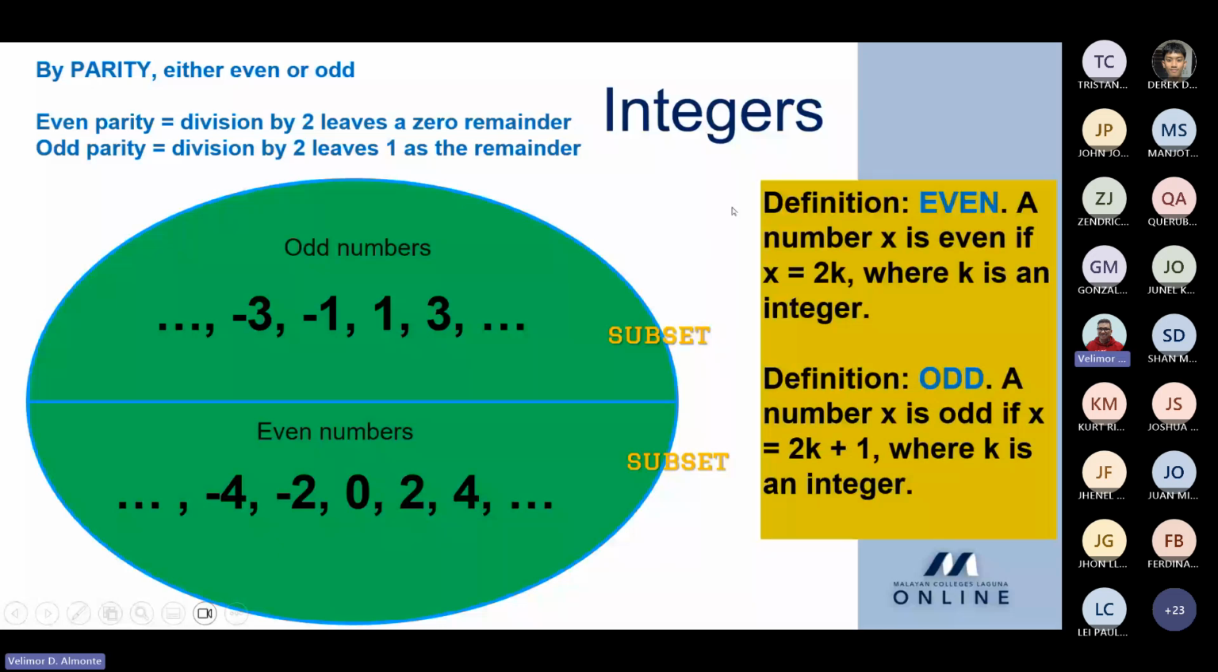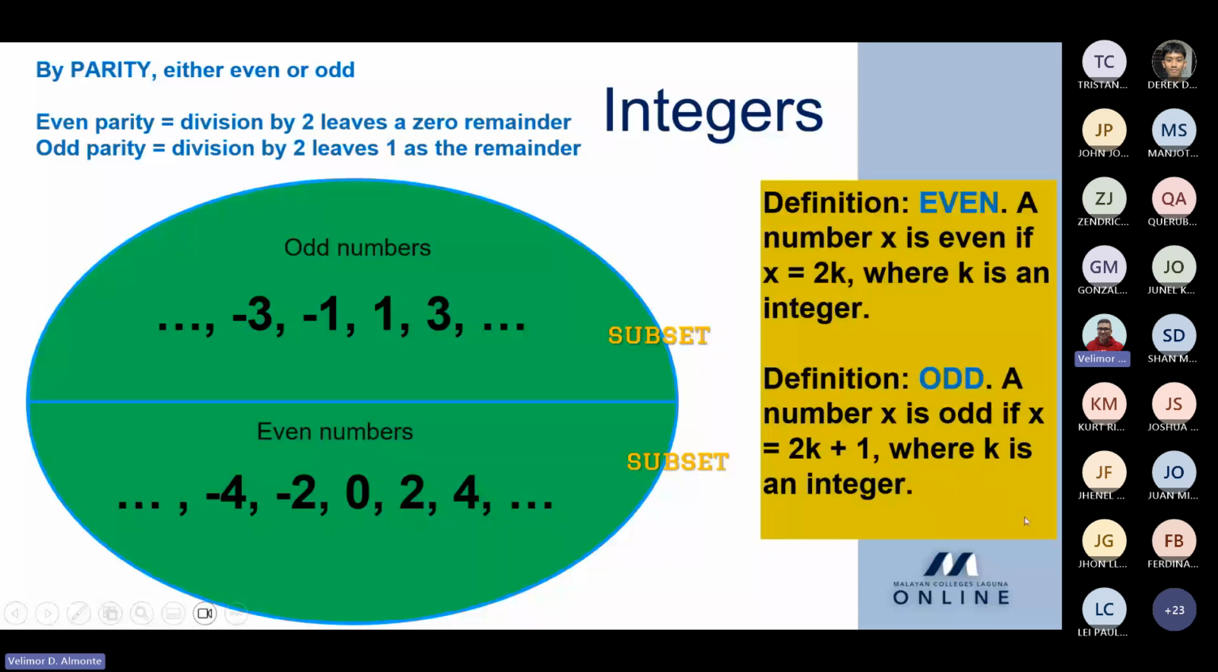Take note that when you define a concept, remember mathematics is a precise language. If I say even or odd, I need a definition. For laymen, maybe they will define even as a number divisible by 2. But that is a property of an even number. It is not the definition of an even number. The definition is this: a number x is even if it can be written in the form 2k, where k is an integer. An odd number is defined this way: a number is odd if it can be written in the form 2k plus 1, where k is an integer.